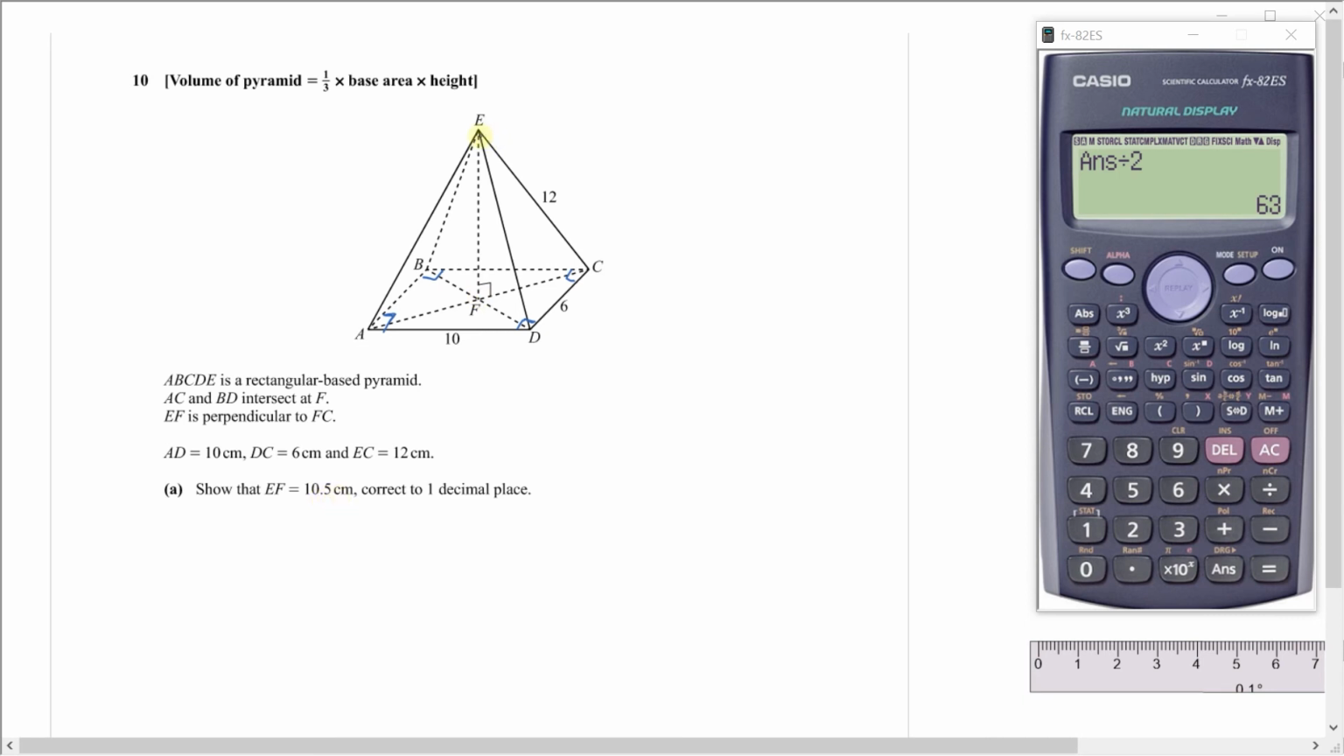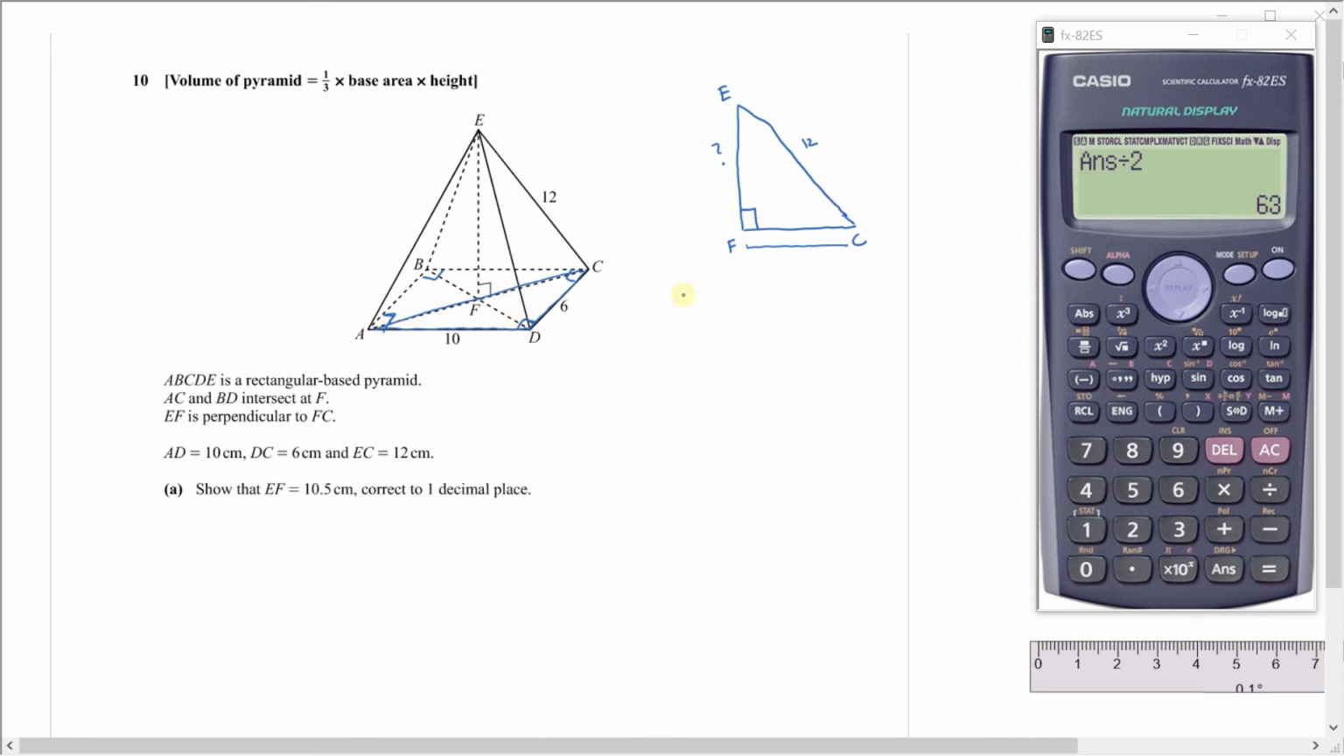So let me draw this triangle EFC outside, which is a right angled triangle. So this point is F, this is C, and this is E. This is the EF side that we need to calculate. The hypotenuse of this triangle is 12. This is a 90-degree angle. So now if I can calculate this length FC, then I can use the Pythagoras theorem to find this height EF. And now to find FC, I will use this triangle ADC, which is part of the rectangular base.